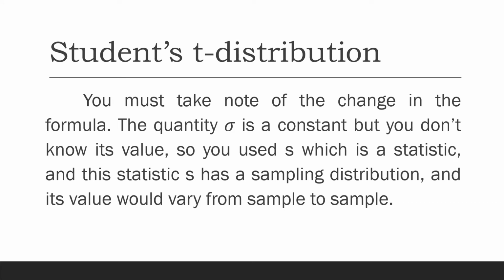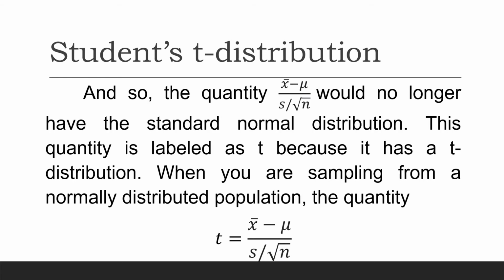Another thing that we must take a look at is the change in the formula. The population standard deviation is a constant, but we don't know its value, so we need to use the sample standard deviation, which is a statistic. And this statistic has a sampling distribution, and most of the time, its value is different from sample to sample. And so, this one does not follow the standard normal distribution. It is normal, but it is not the standard normal. Now, this quantity is labeled as t because it has a t-distribution.